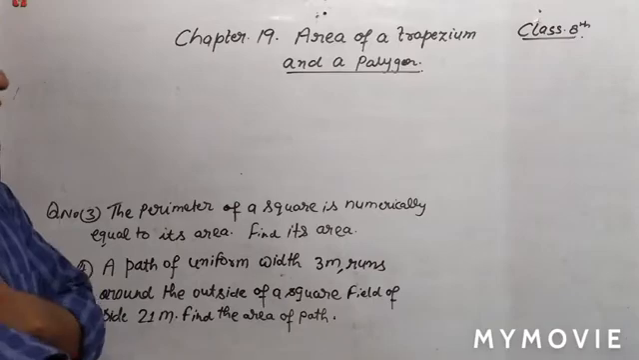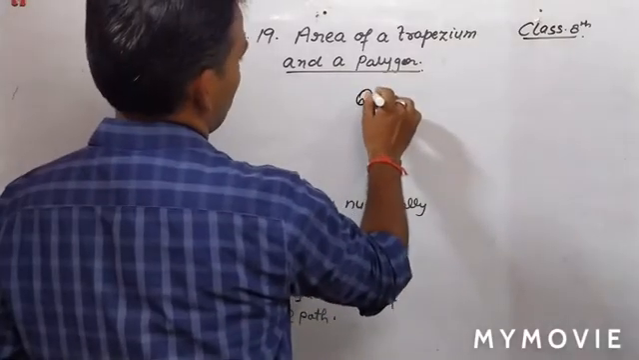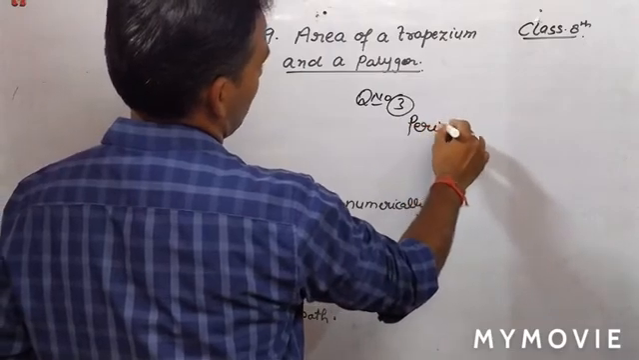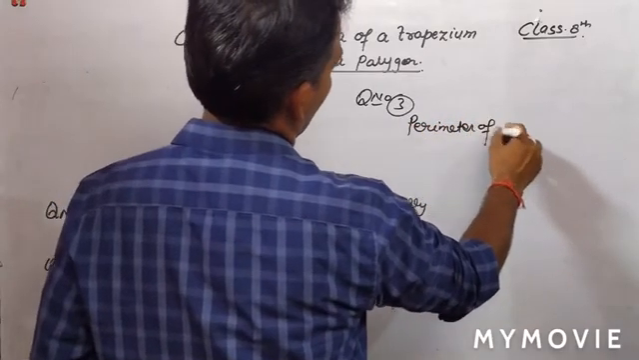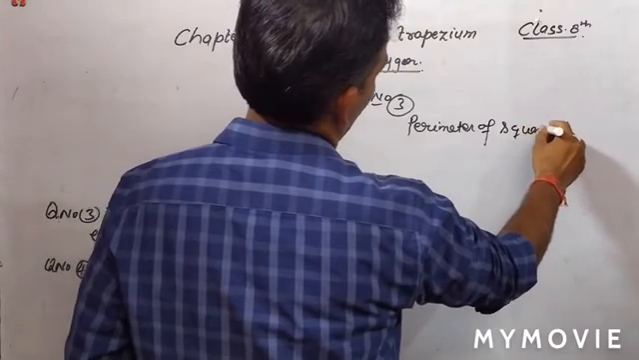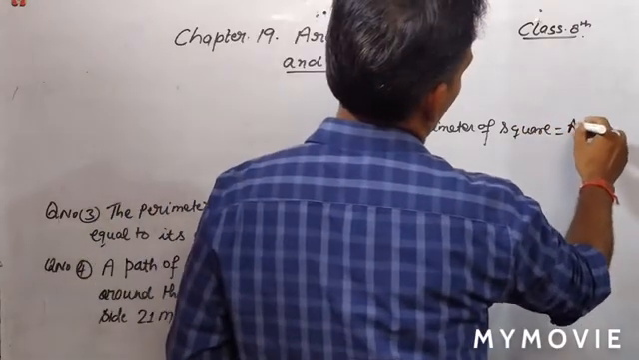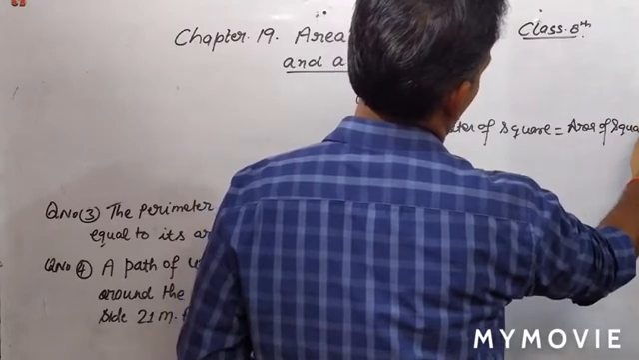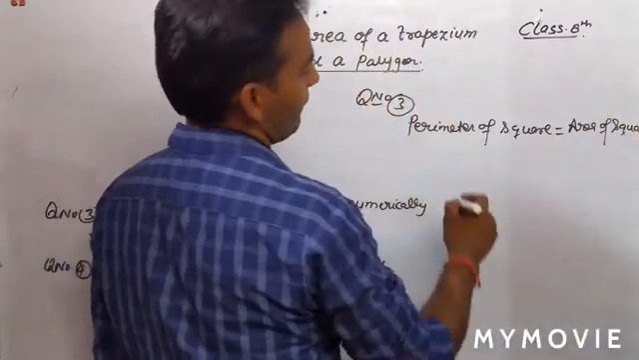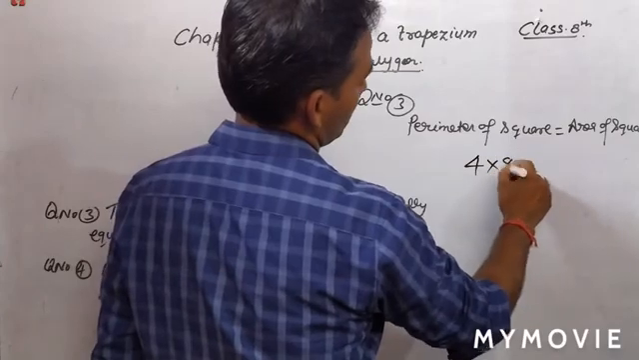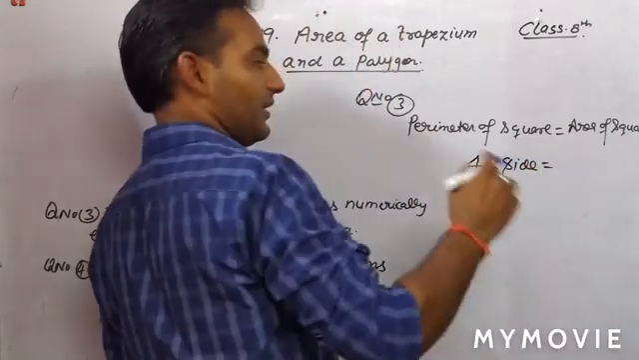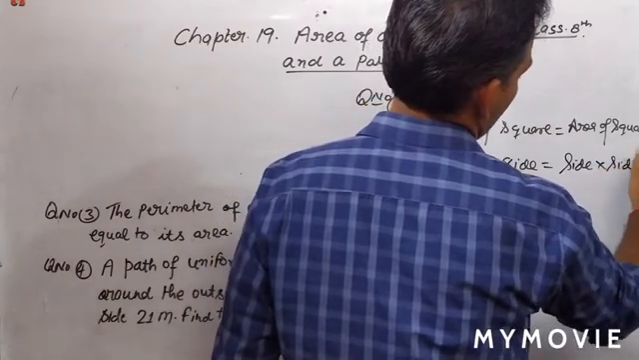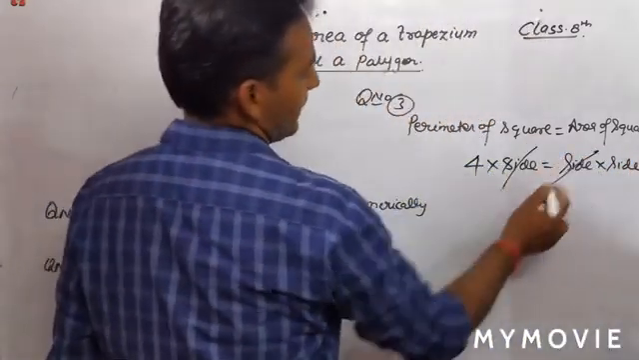Find its area. In question number 3, perimeter of square is equal to the area of square, as the question is saying. Perimeter of square we know is 4 into side, and area of square we know is side into side, that is side square. So side will be cancelled.